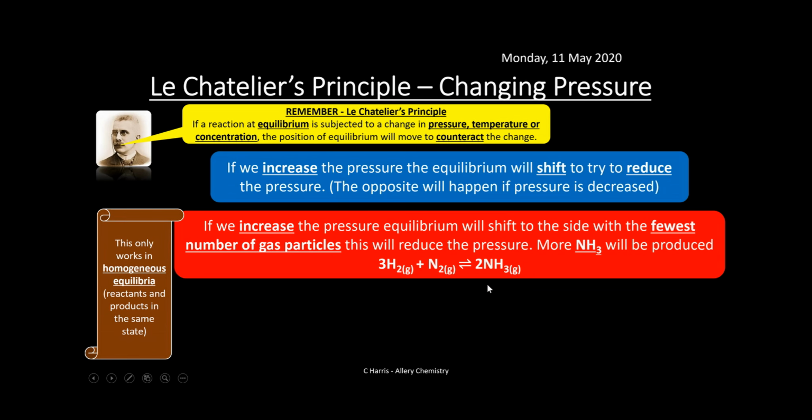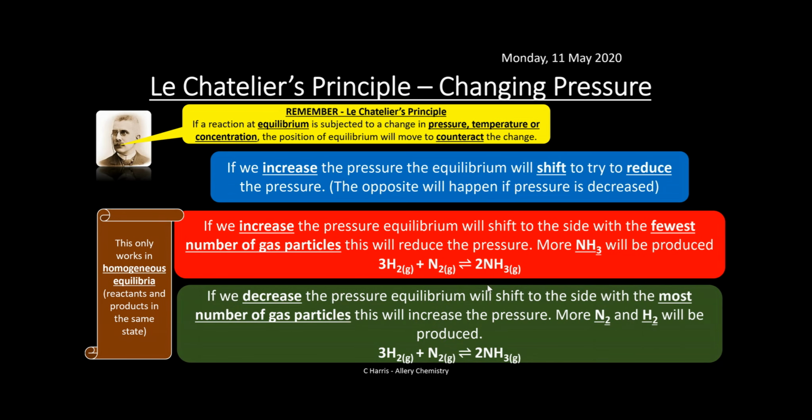If you're in the industry to make ammonia, increasing the pressure is not a bad start. And likewise, if we decrease the pressure, equilibrium will shift to the side with the most number of gas particles to increase it. So that means it will move to the nitrogen and hydrogen side because we've got 4 moles of gas on the left, and we've only got 2 moles of gas on the right there. Okay, so if you're in the industry to make ammonia, you would increase the pressure. So that's a good place to start.